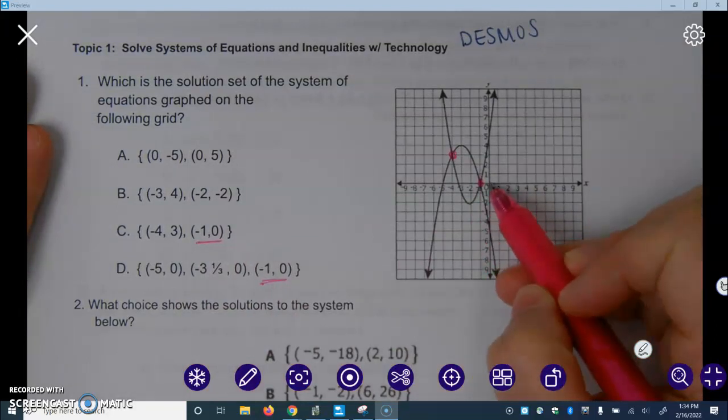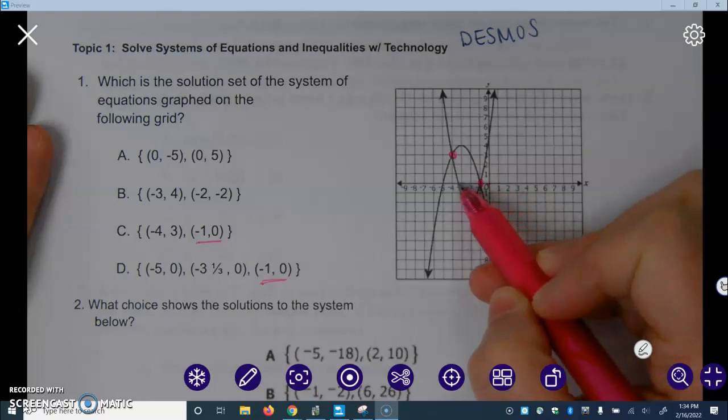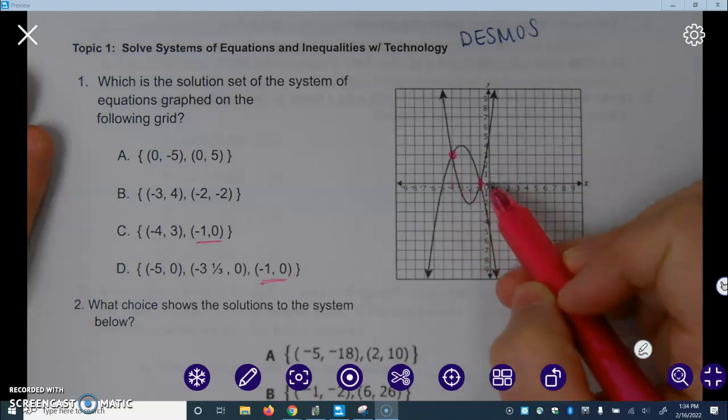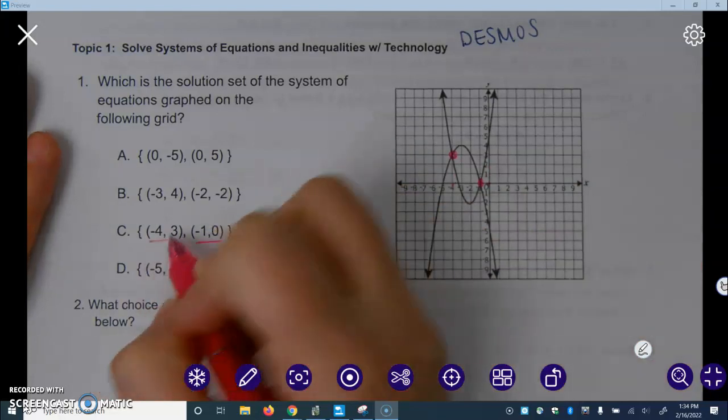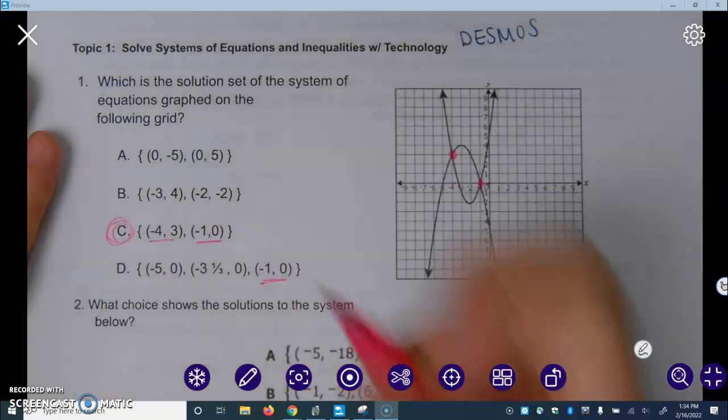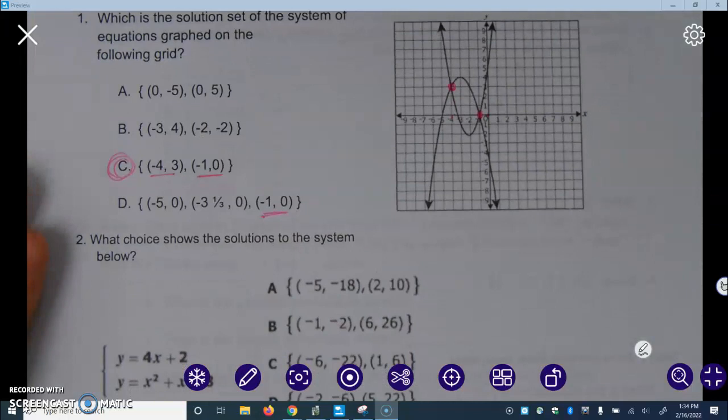My other point, I'm going to start at 0. I'm going to go left 4, up 3. Starting at 0, left 4, up 3. So that's the point -4, 3. So the answer is C.